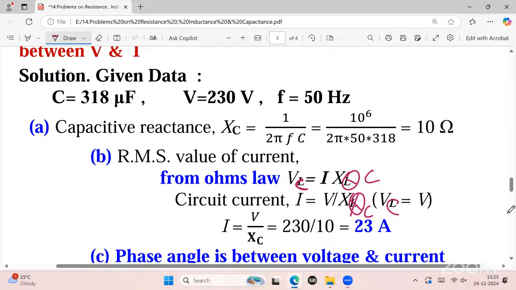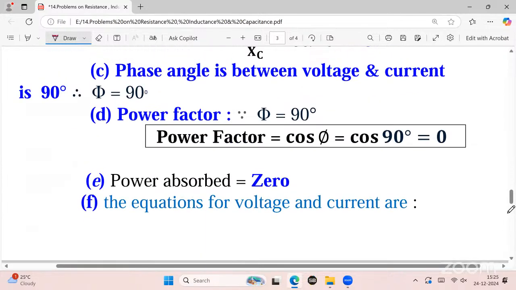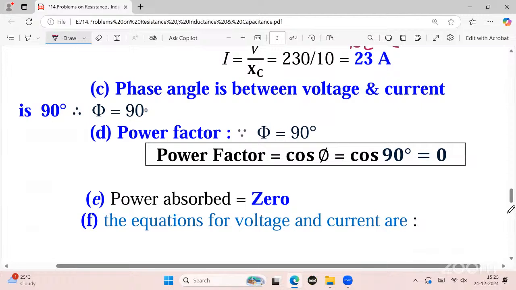What is the current flowing through the circuit? 23 amperes. Next one, what is the phase angle? Pure capacitance, what is the angle? 90 degrees as per theory. Power factor cos phi is equal to cos 90 is equal to 0, as per theory.